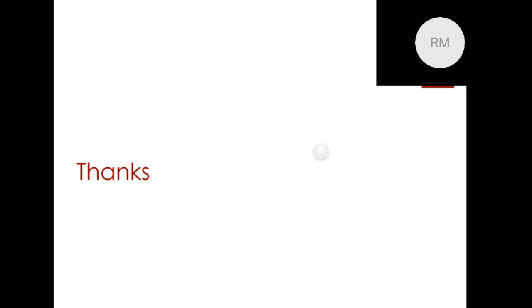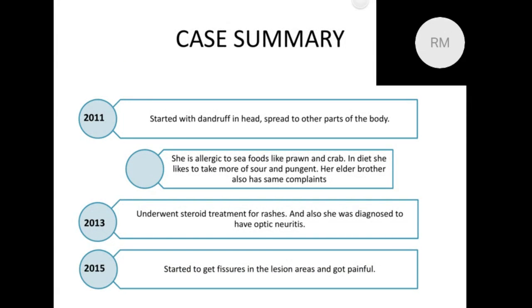So here is the woman. Okay, so this is another case of a lady who had a skin problem. It started with diet and then spread to other parts of the body. She likes to take seafoods like prawn and crab in her diet.